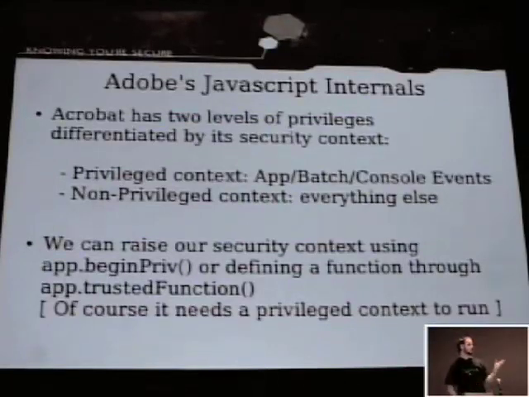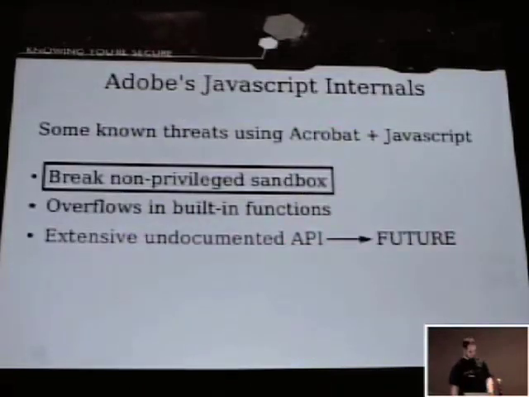Well, you can raise your security context by creating a trusted function. But to create a trusted function, you need to be in a privileged context, so it's not an option in the way of an attack. So the first kind of threat that you can find is breaking the non-privileged sandbox.